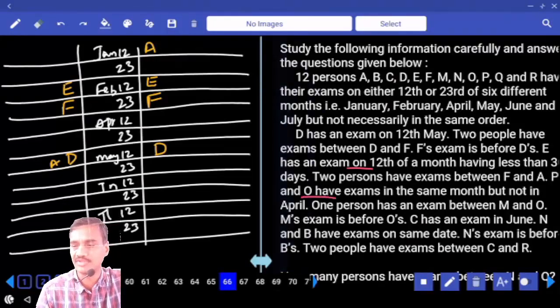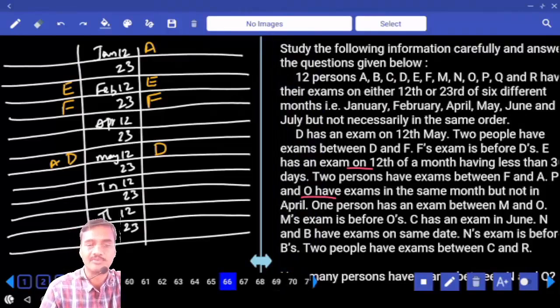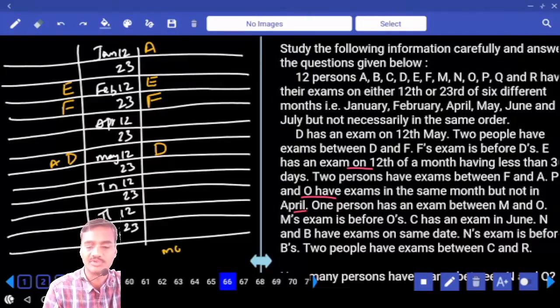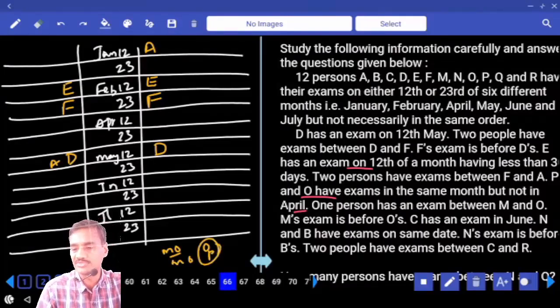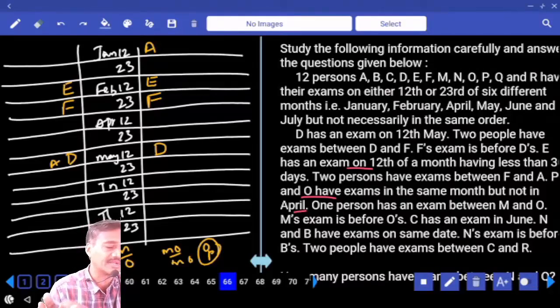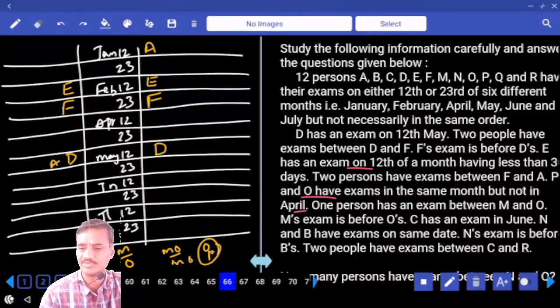And next one, P and O have their exams in the same month but not in April. Now P and O, but not in April, either in the month of June or in the month of July. And next one, 1 person has an exam between M and O. Now in between M and O, there must be exactly 1 person, and O and P must be in the same month in any order. And M's exam is before O. Now in between M and O, we need to have exactly 1 person. What are the different possibilities we have? M, O, and here M is before this O, with 1 person between M and O.